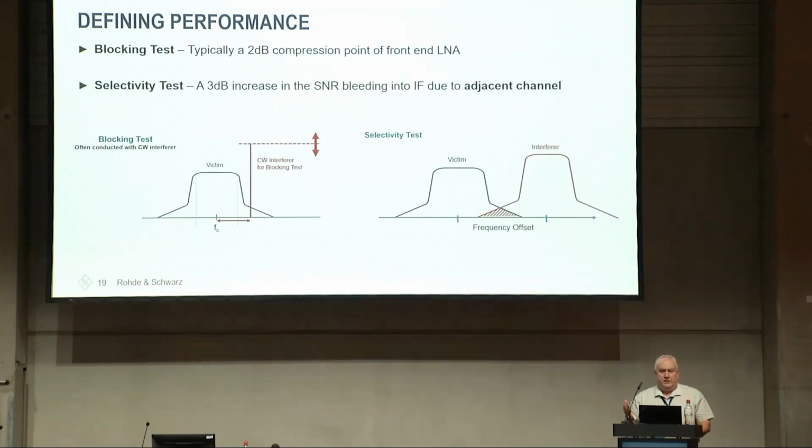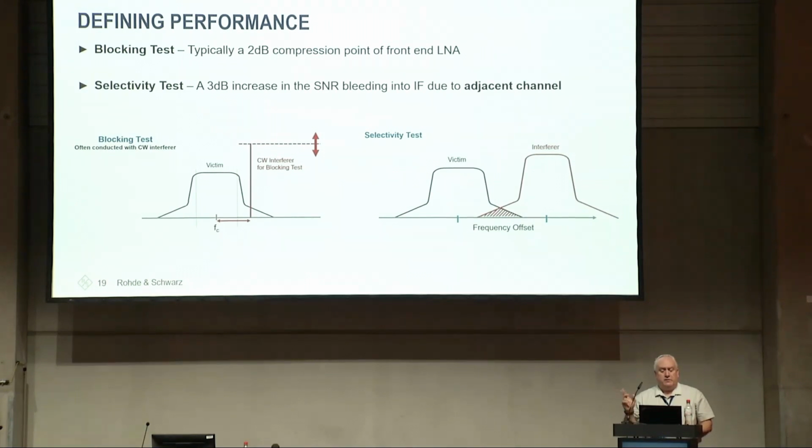And there are a number of effects. Obviously, jam-to-signal ratio would be one, but also just, how does it respond when its front end gets overloaded? Does the RF amplifier go into saturation and just start distorting? What happens in that case? Typically, we're looking for a 2 dB compression point on the LNA at the front here.